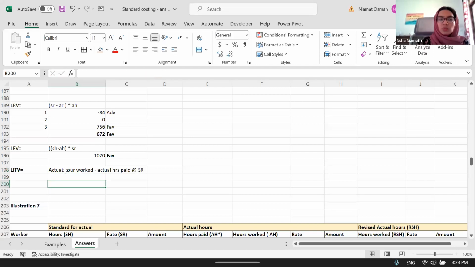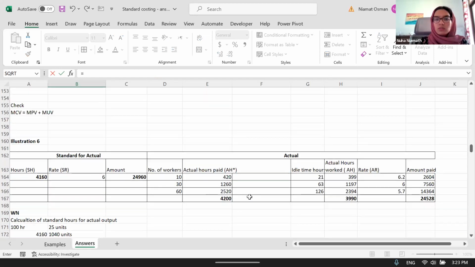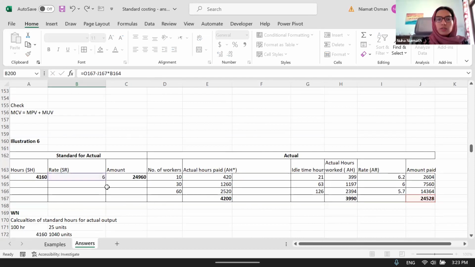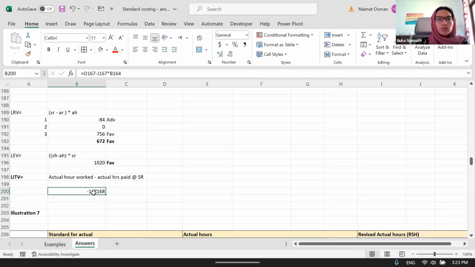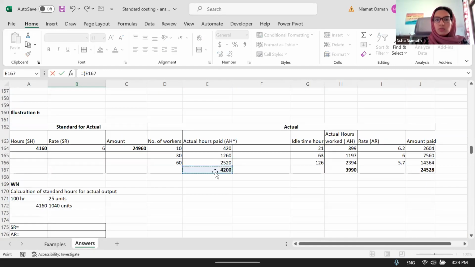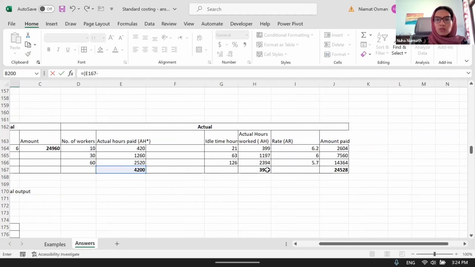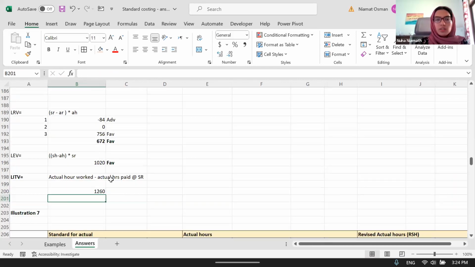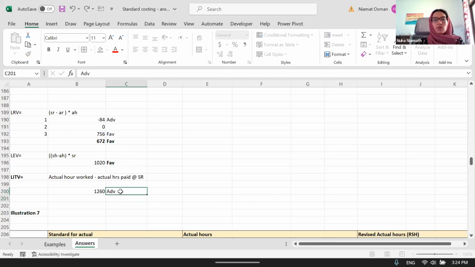So what is our actual hours worked? 3990 minus 4200 into... oops... minus standard rate 1200 and factors.